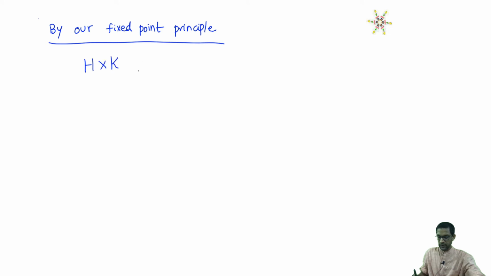By our fixed point principle from one of the earlier videos, what we obtain is the following: the action of H cross K on X must have a fixed point. What's the correct notation? X was the set, H cross K is the group acting on it, so this is the set of fixed points, and this set is non-empty. The set of H cross K fixed points in X is non-empty.